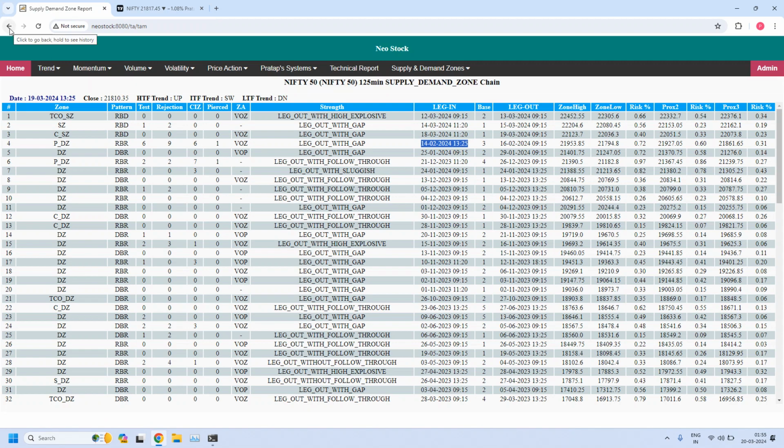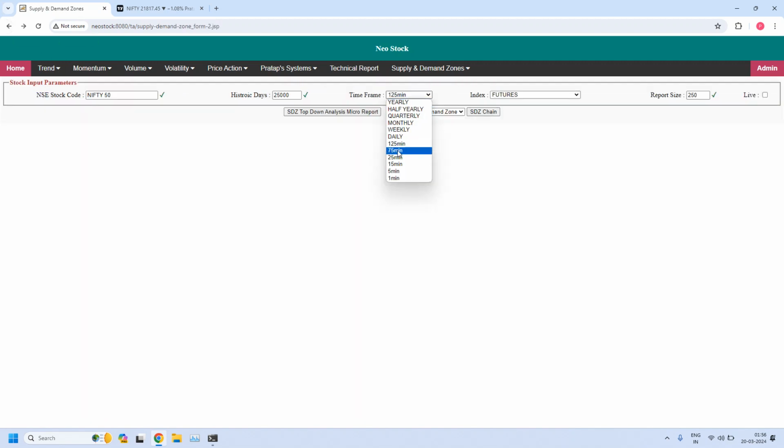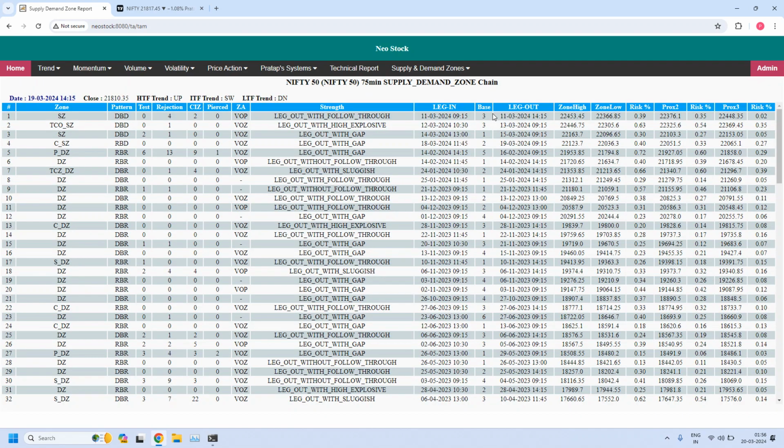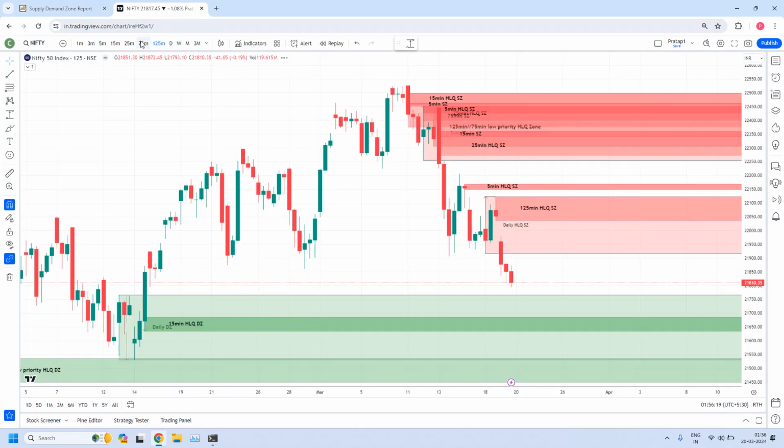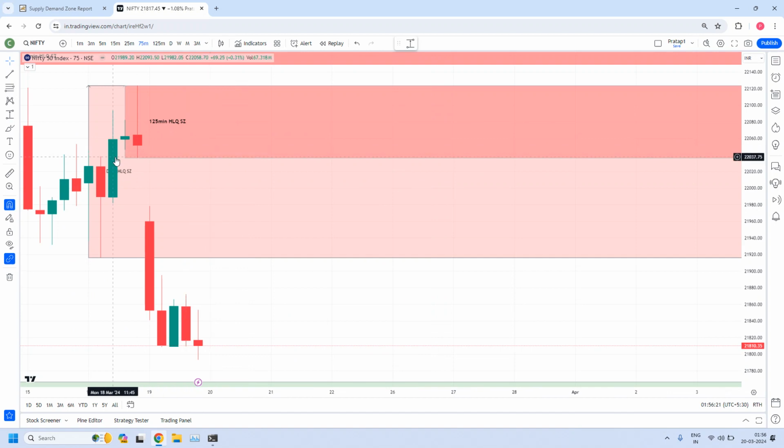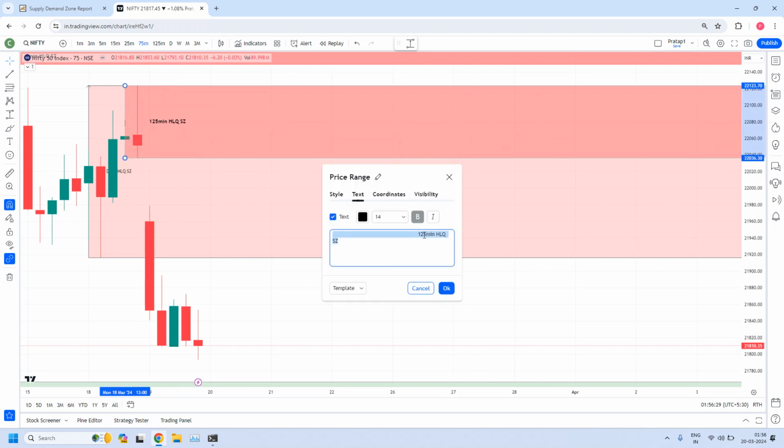So let's go back to the next time frame, that is 75 minutes. Let us generate the supply demand zone chain for 75 minutes. Any actions happened? This pierced zone we deleted already. This is the new high liquidity zone created with two base candles. This is the 18th, 11.45 in the 75 minutes time frame. These two base candles, drop candle. That means the same zone is there even for 75. So it is a 125 minutes or 75 minutes high liquidity zone.